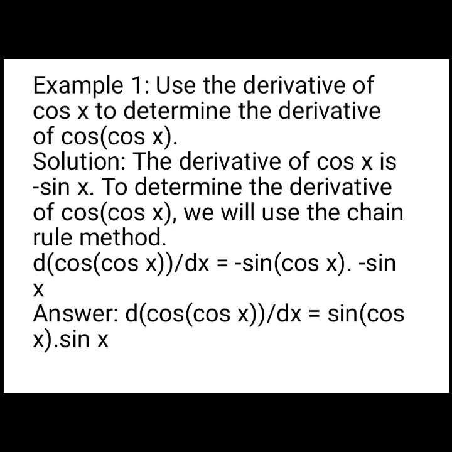So d of cosine of cosine x over dx is equal to negative sine of cosine x, times negative sine x. So the answer is d of cosine of cosine x over dx is equal to sine of cosine x times sine x.